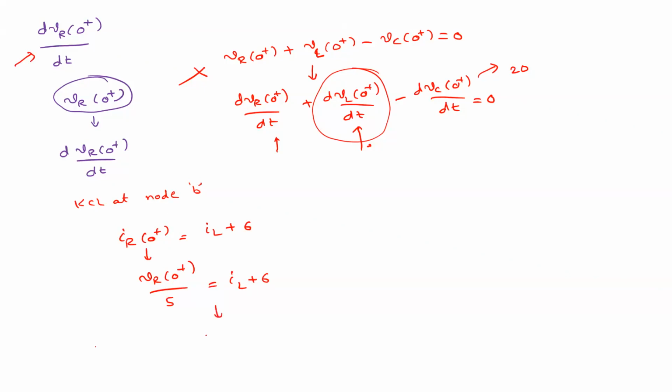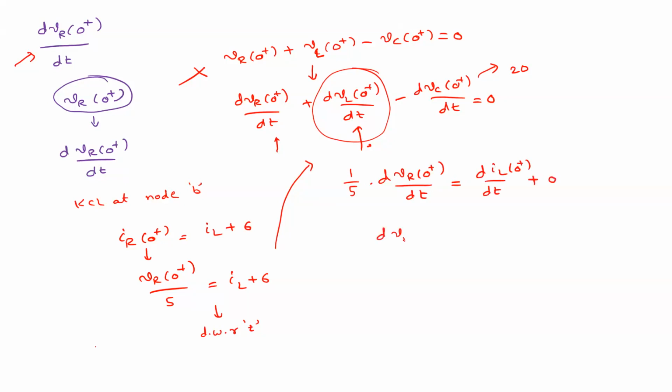So you can differentiate this one with respect to t. What will you get if you differentiate with respect to t? What is the first term? It is 1 by 5 into dVR of 0+ by dt, which is equal to dIL of 0+ by dt. The derivative of 6 is 0.